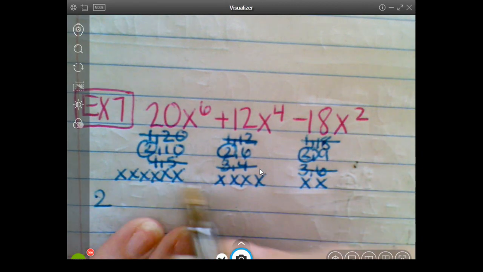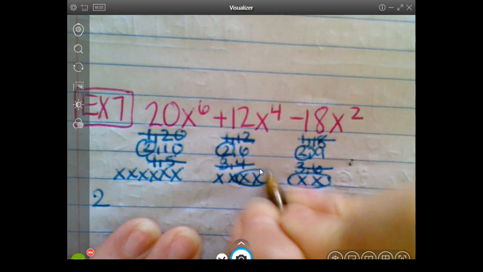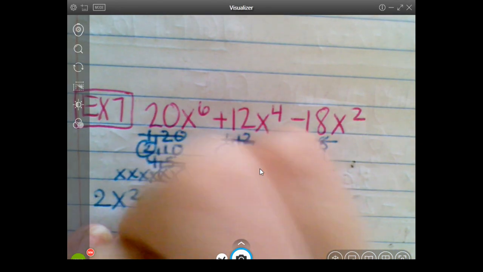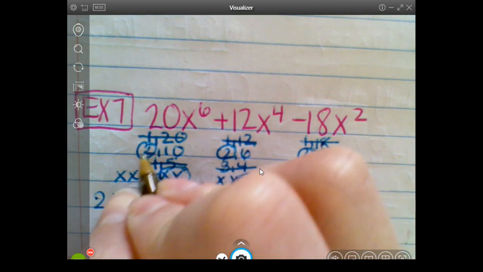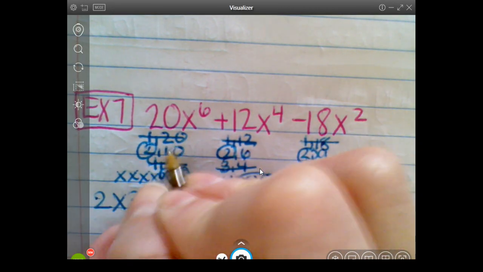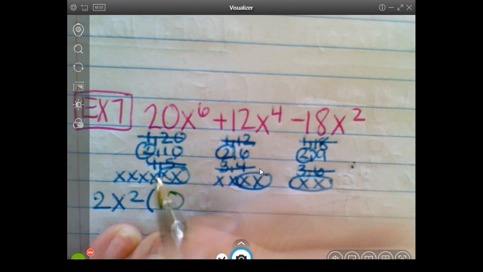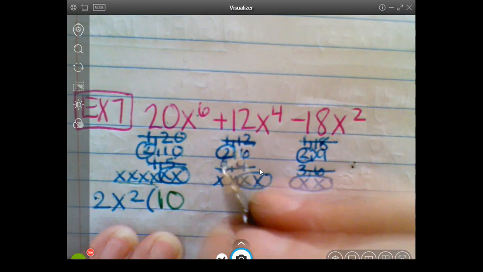Go to my smallest x's. This has 2, so I can circle 2 here. I can circle 2 here. I can circle 2 here. So that means 2x2 is on the outside. So if I now try to figure out what's left, 20 divided by 2, or what's the pair with 2, is 10. I had 6 x's. I took out 2. Or how many are not circled? 4.